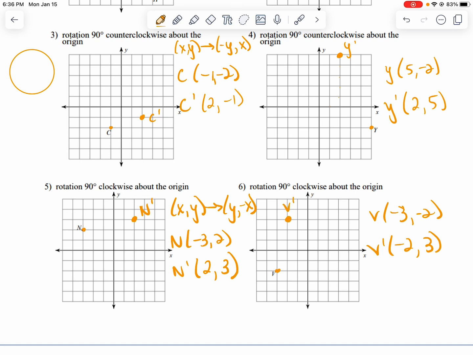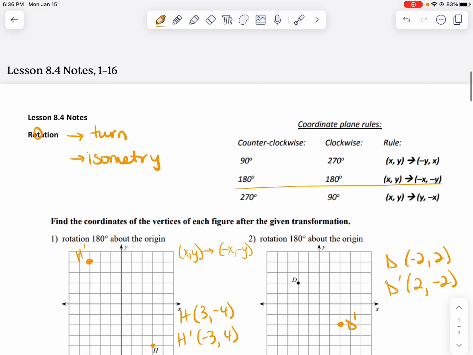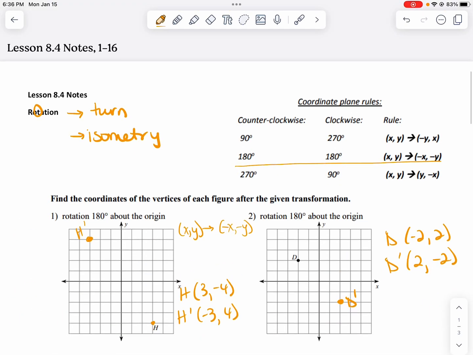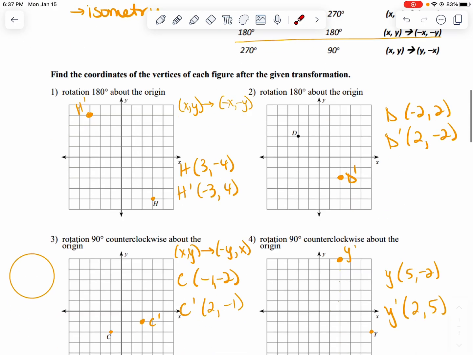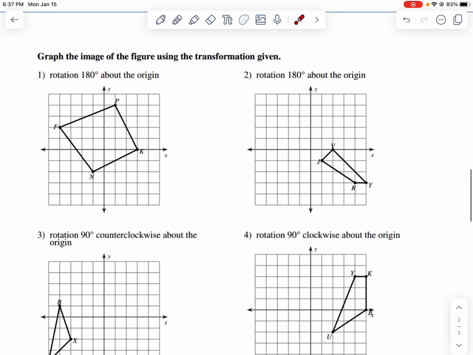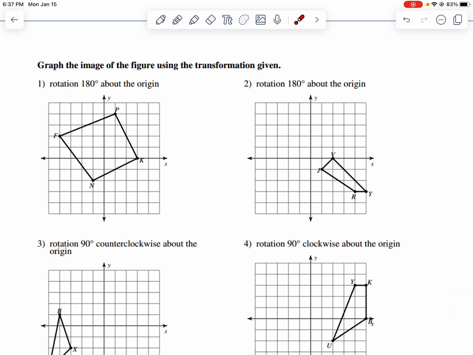Okay. Again, that's all we're going to do. We're just going to use, again, these rules up here, these coordinate plane rules, to rotate our figures. Okay, so if we look at the second page of our notes, looking at number 1, we want to graph the image using the transformation given. So for number 1 and number 2, we want to rotate 180 degrees about the origin.